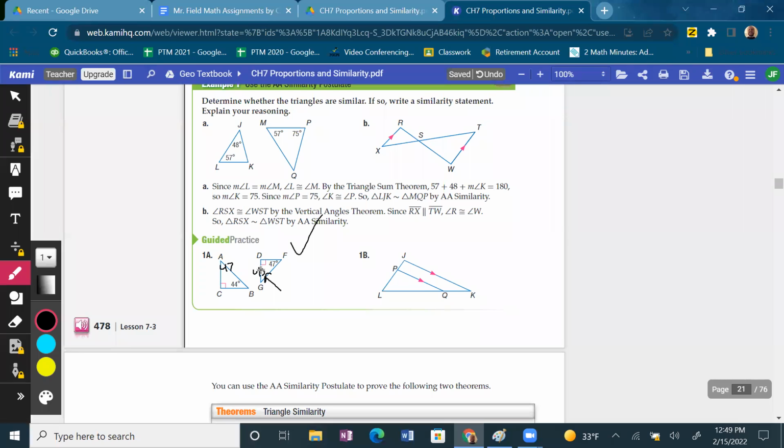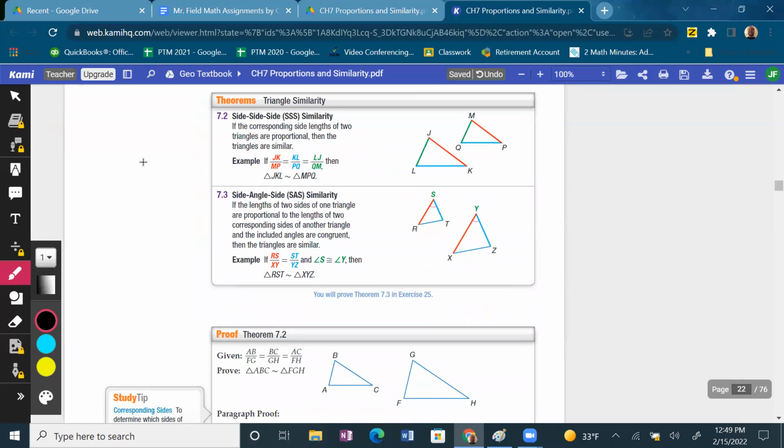Now here we have parallel lines, so you should be thinking we have corresponding angles. And we have corresponding angles there. So they are similar because of the CAP, the corresponding angle postulate. That is not going anywhere.